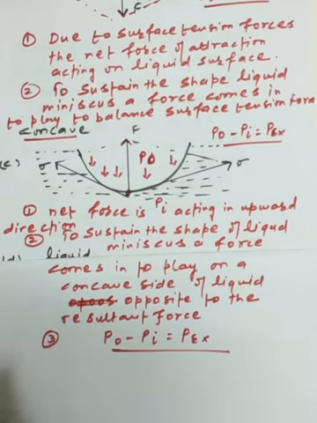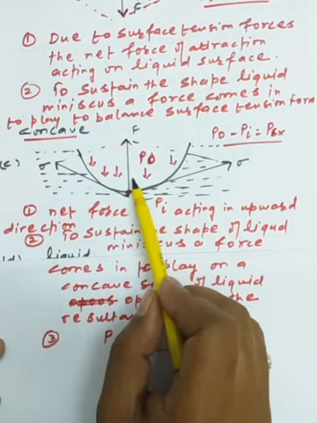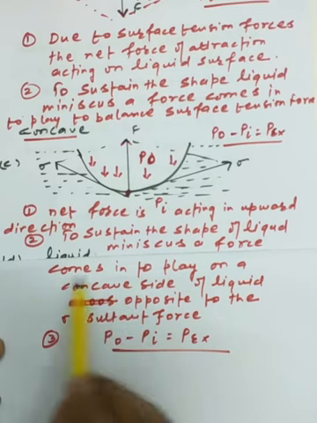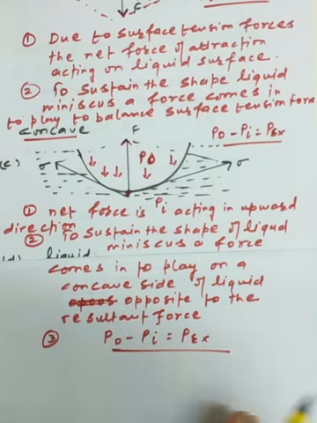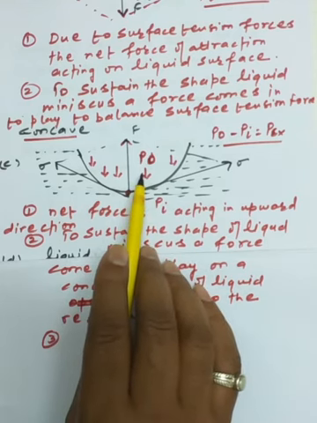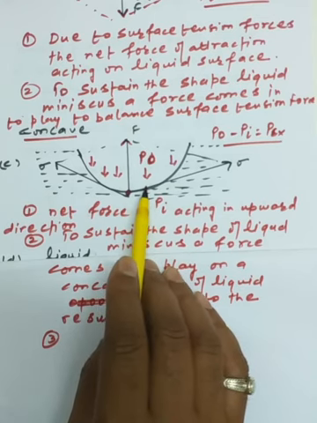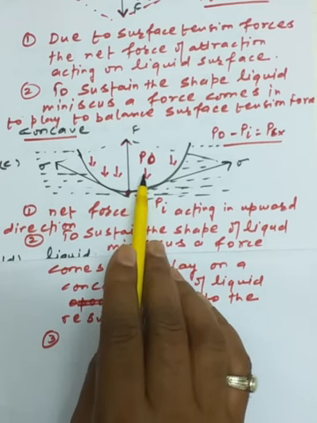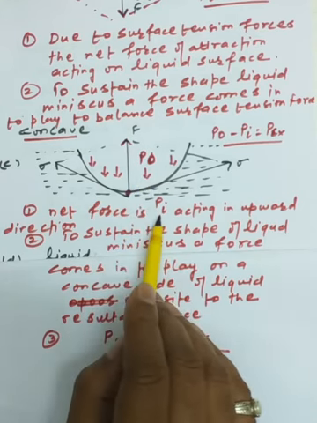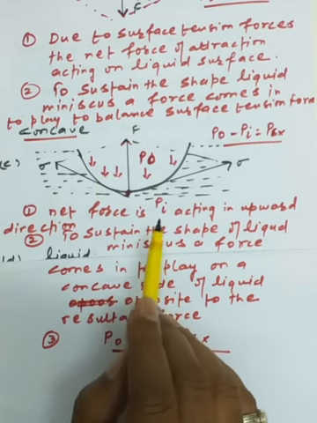So here I have included the terminology. First, the net force is acting in an upward direction. This is the resultant force of the surface tension. And to sustain the shape of the liquid, because due to this surface tension force the liquid can move upward, but it is not possible because at this time the forces are acting in the opposite direction of the resultant surface tension force, which makes the shape of the meniscus as usual. So we are saying the pressure on the concave side is greater compared to the pressure inside the liquid. So the pressure is always greater on the concave shape of the liquid. You must keep this in mind.